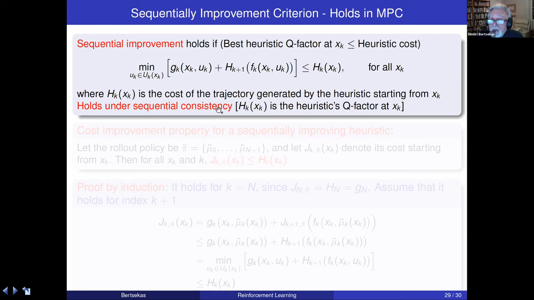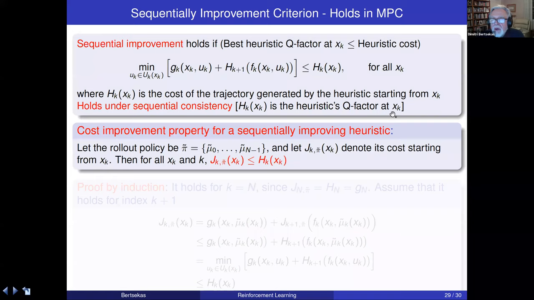Now, if the heuristic is sequentially consistent, then by dynamic programming algorithms, this cost from xk is the heuristic's Q factor at xk. So it's larger or equal to the minimum Q factor at xk. So this inequality holds under sequential consistency, but the reverse is not true. And there are interesting cases where the heuristic is not sequentially consistent, but it is sequentially improving. The most prominent case is MPC, model predictive control. It turns out that for model predictive control, you don't have sequential consistency, but you do have sequential improvement. And that's the key for the model predictive control algorithm to work, to give you a stable policy and cost improvement.